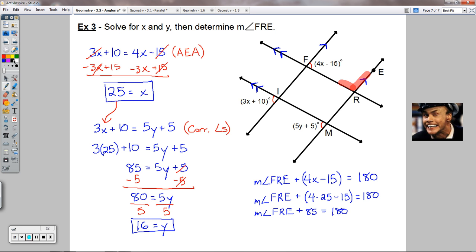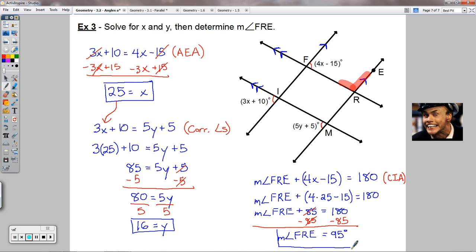So that has to be true. And I forgot my justification there in case you had to say it. This was because of CIA, that sneaky one that adds to 180 instead of being congruent. So we can, final step, subtract 85 from both sides. The 85s will cancel, and I'm left with what I'm looking for, the measure of angle FRE equals 95 degrees.